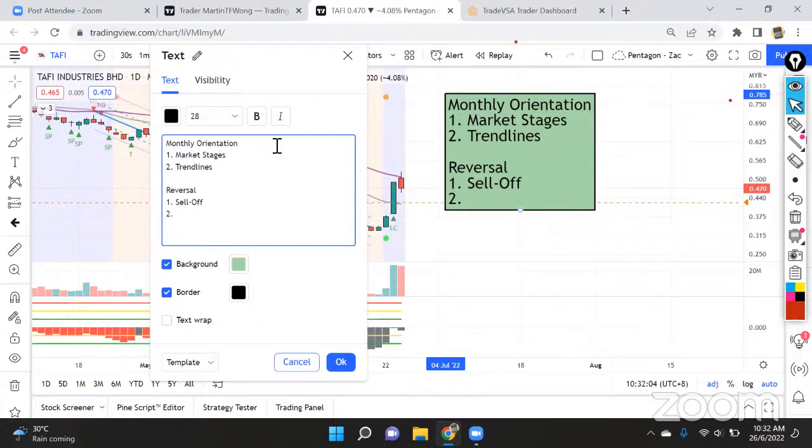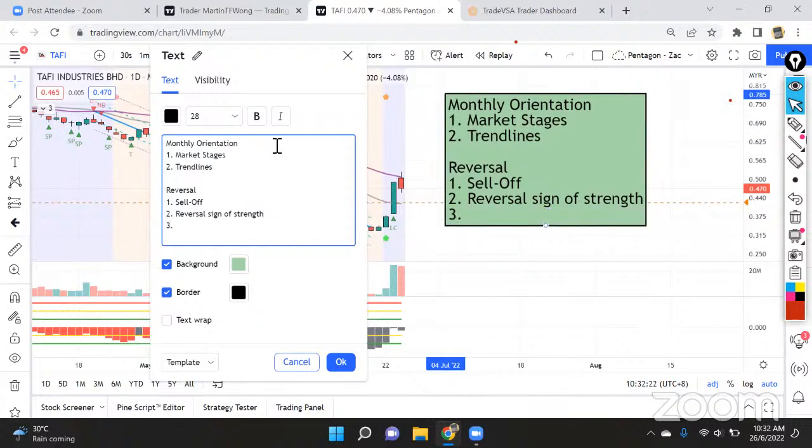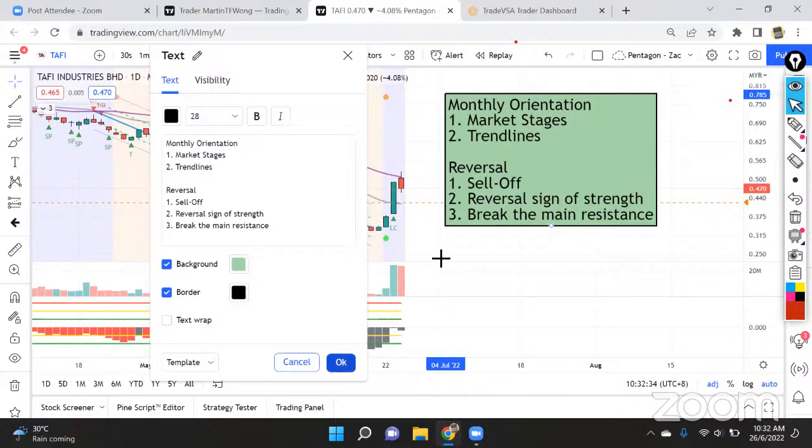Then we got some reversal, preferably with a sign of strength, and again we look into market stages, how they are slowly turning into the positive areas. Third is to break the main resistance. These are the few things that we discuss in the section on Fridays.